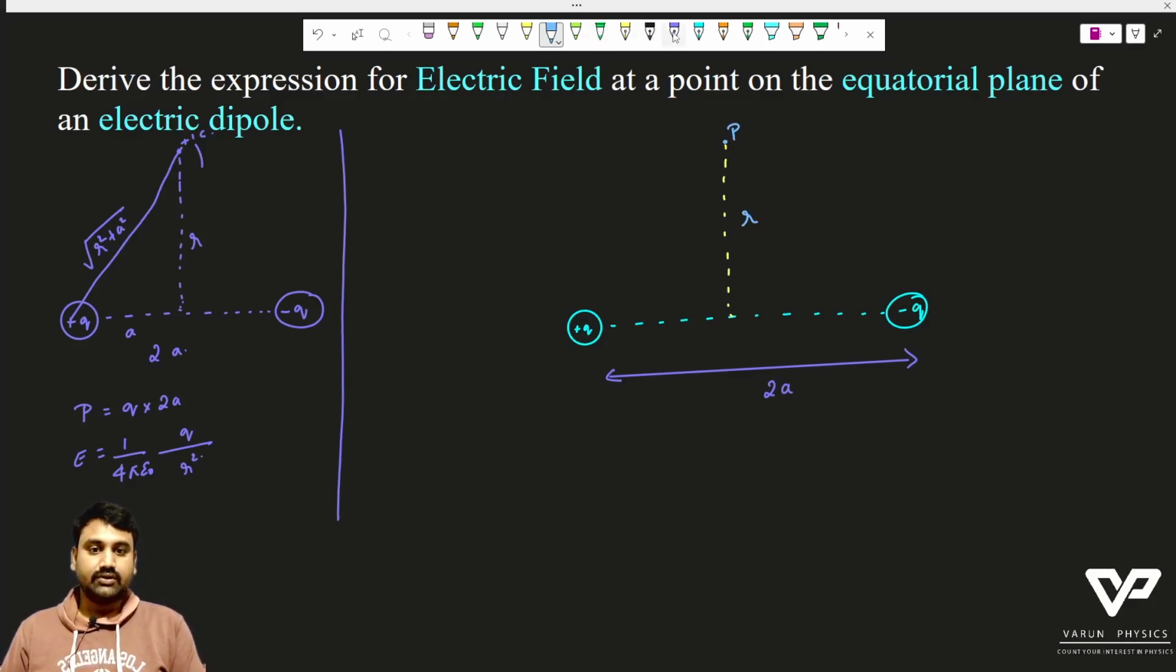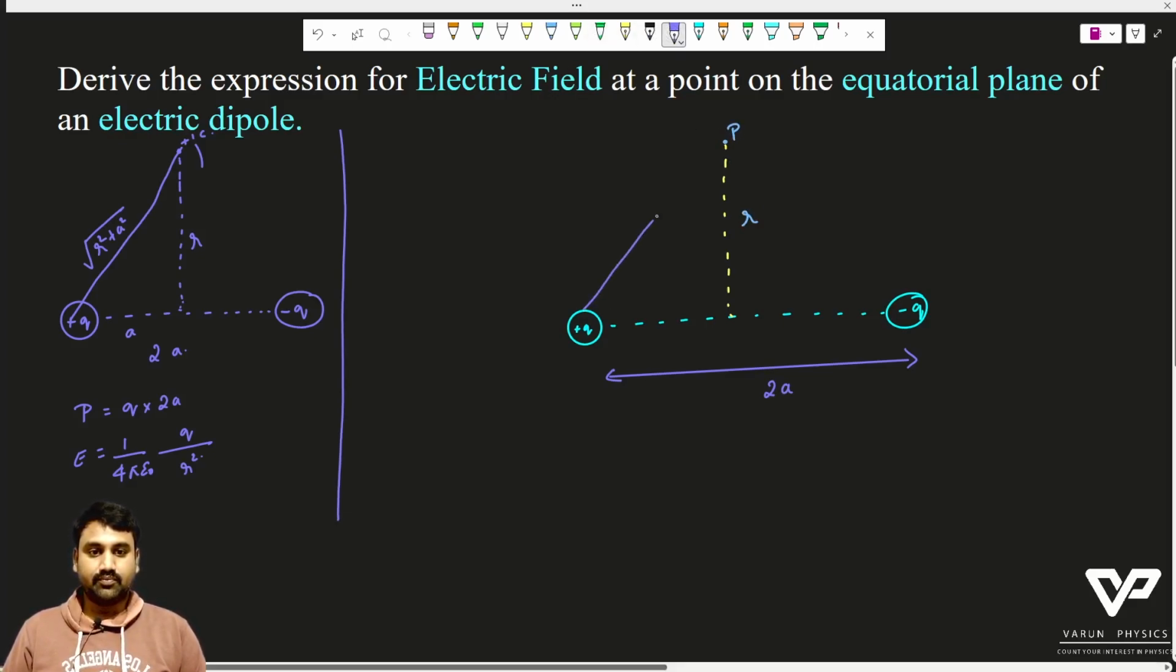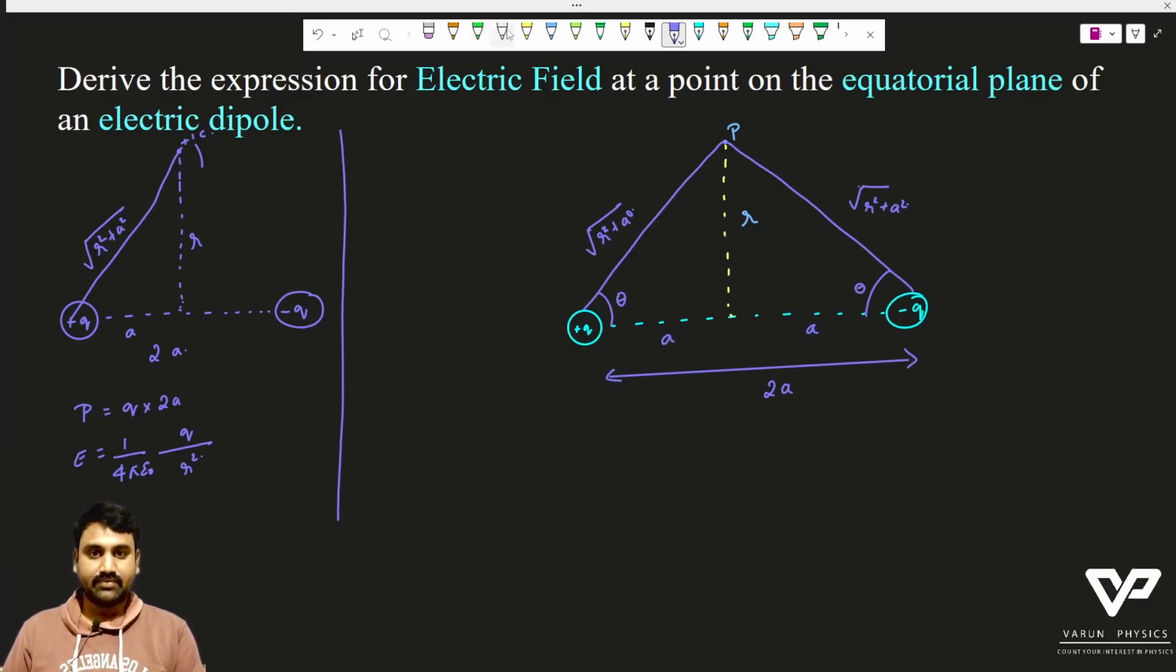So the distance from Q to P, since this is a and this is also a, is given by under root of r square plus a square. And similarly the distance from minus Q to P is also the same, under root of r square plus a square. If I assume this angle to be theta and this angle also to be theta, the distances are the same, r is here, and it makes the same angle with respect to this.